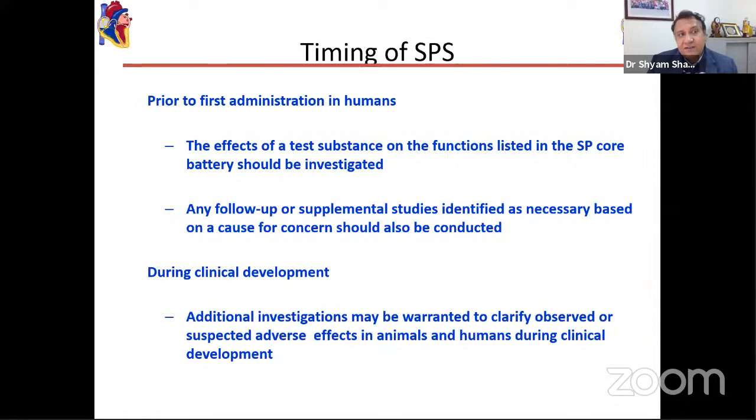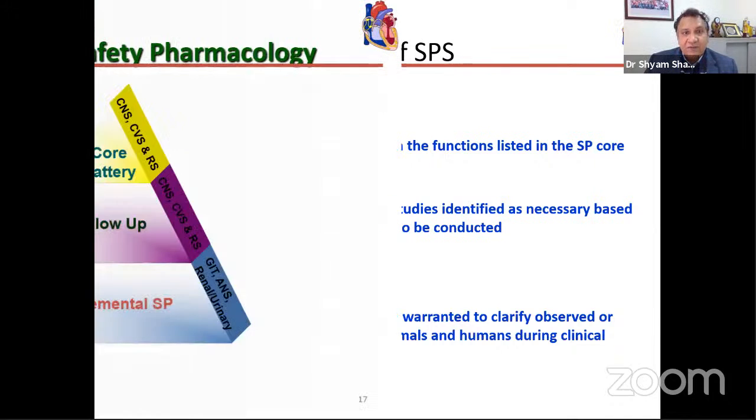What is the timing at which these studies need to be performed? The timing is before first administration to humans of any new molecule. Before administration, you need to do that. And even during clinical development, if there is a cause of concern, for example suddenly one death occurred due to some cardiac failure or QT prolongation, then again you have to go back and look for what could have been the mechanism, why there was a failure to detect it in that particular stage.